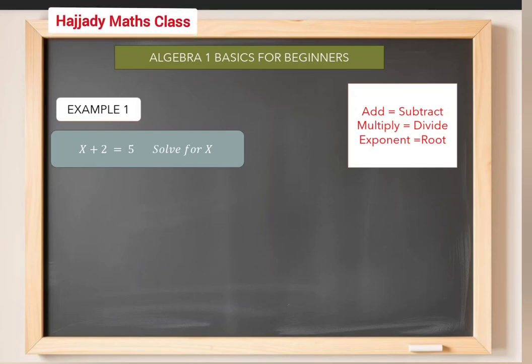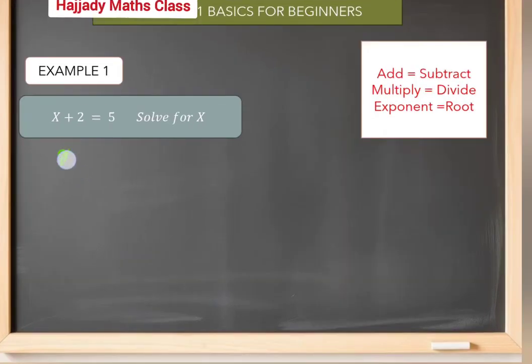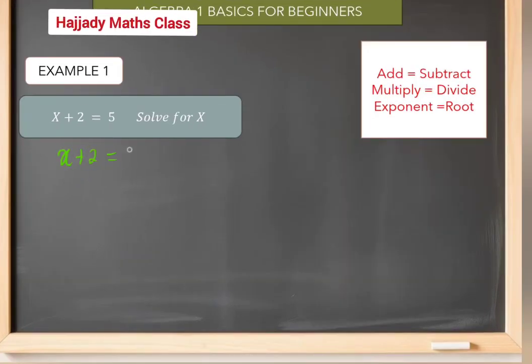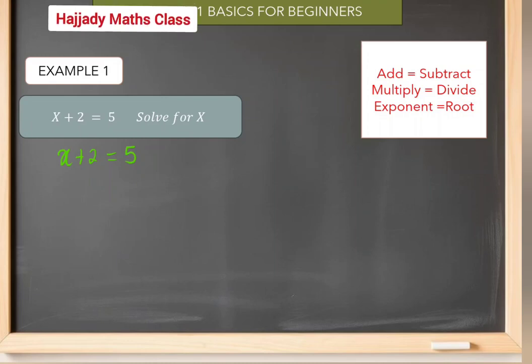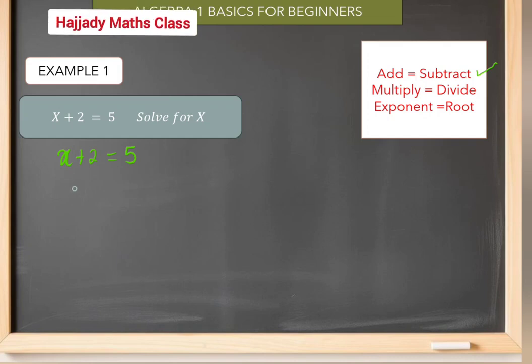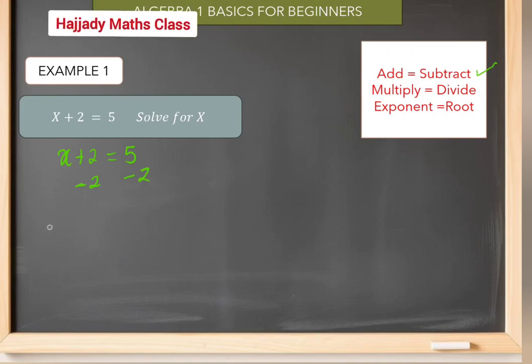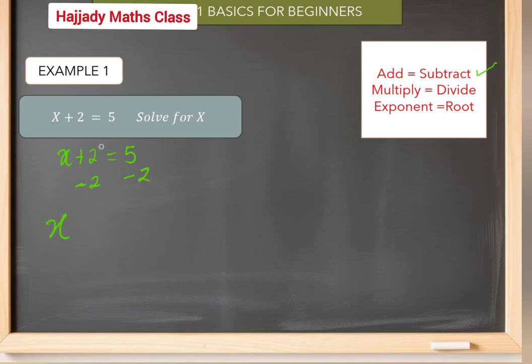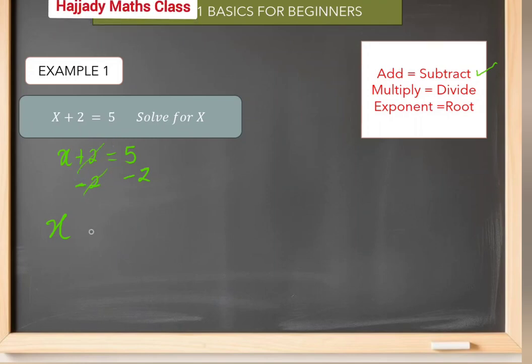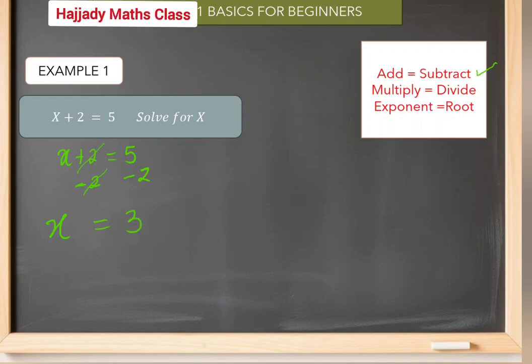Now, to proceed with this, here we have x plus 2 equals 5. We have addition, so we need to introduce subtraction. That is, we subtract 2 from both sides. On the left side, we have x, and the 2 cancels out with negative 2, equals 5 minus 2, which gives 3. So this is the rule for example 1.